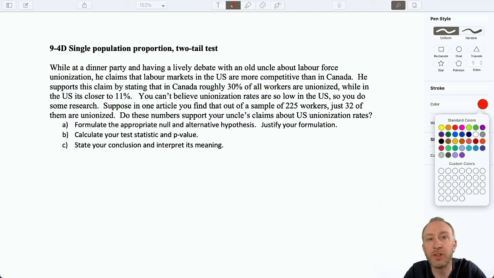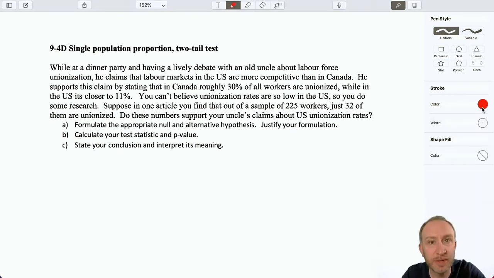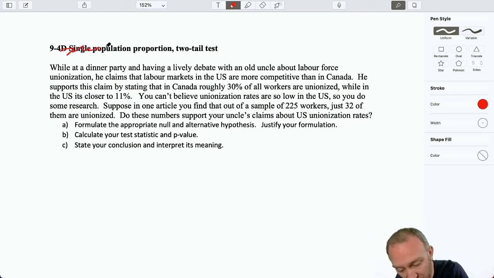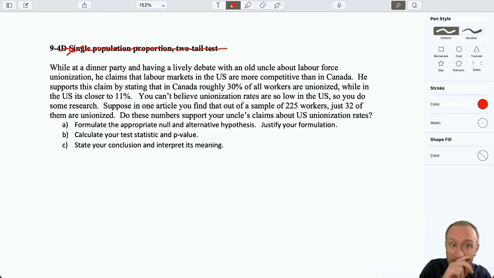Okay, here we're going to look at another problem, a single population proportion two-tailed test. Once more, let's make sure that we can go through this problem and figure out what kind of test it is without that being given to us. Now, this problem has a little bit more going on in it, so let's make sure that we can extract all the information we need, so that if we're starting from a white piece of paper and it's not telling us what kind of test it is, we can figure it out for ourselves.